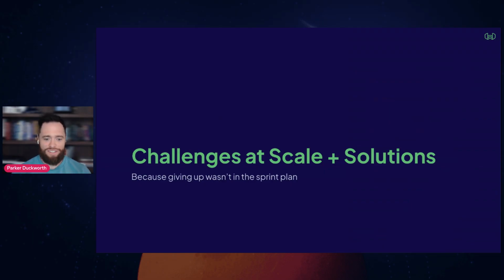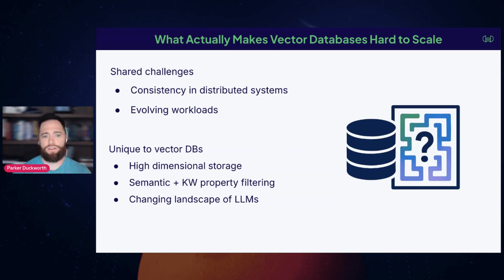So, challenges and solutions. What actually makes vector databases hard to scale in general? I think this can easily be categorized into two different categories. One, the shared challenges of all database systems in general, looking at maintaining consistency in a distributed system, workloads evolving over time, and two, challenges that are unique to vector databases specifically. So, for example, the requirement of storing high-dimensional data, the requirement of filtering on fuzzy semantic search and keyword search together, and the rapidly changing landscape of large language models in general.